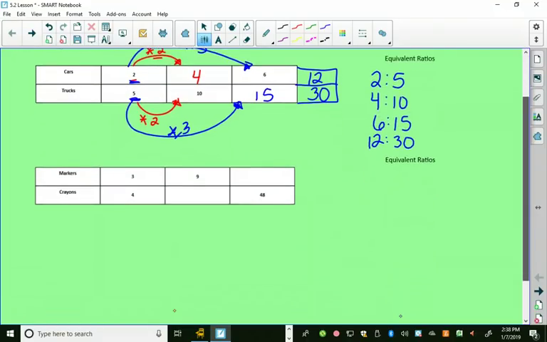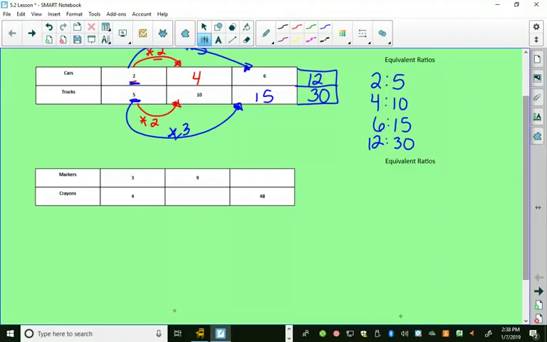Okay, let's try another one. Let's look at our part B in example 1. We have markers and crayons. We're given that there are 3 markers for every 4 crayons. Okay, I'm looking for how many crayons there are when I have 9 markers. So I'm going to start with the given 3 markers to 4 crayons, and I'm going to find the relationship between the 3 markers and the 9 markers.